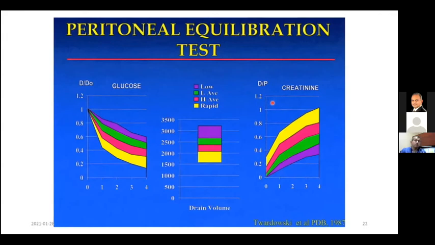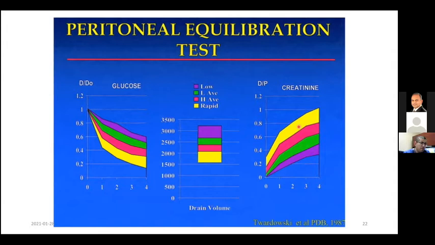So these are the curves. These are from the original Twardowski paper in 1987, which I mentioned. On the right side is the D/P creatinine, with the purple, green, pink, and yellow curves, and then also the glucose. Obviously the creatinine goes up and the glucose goes down, which is why the curves are different. You plot that and you see where the patient is. That's what you usually do for the PET test.